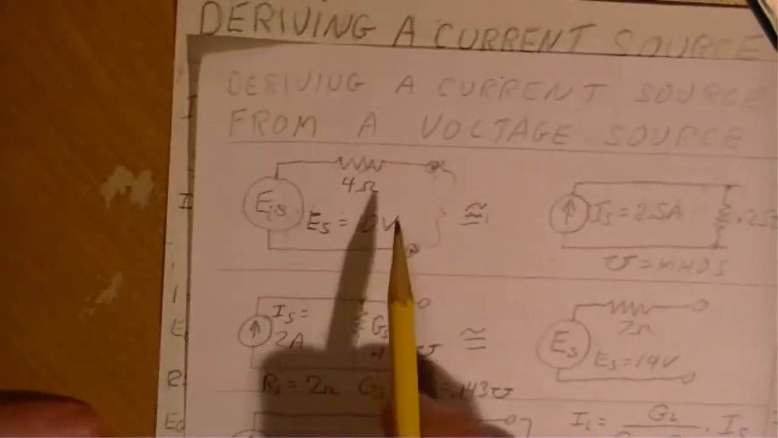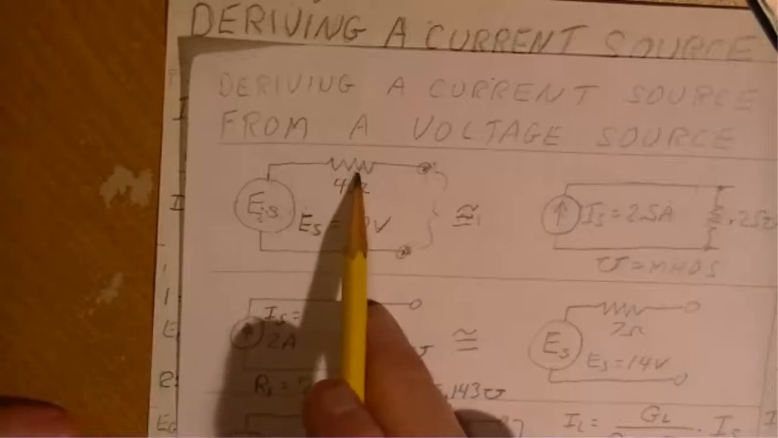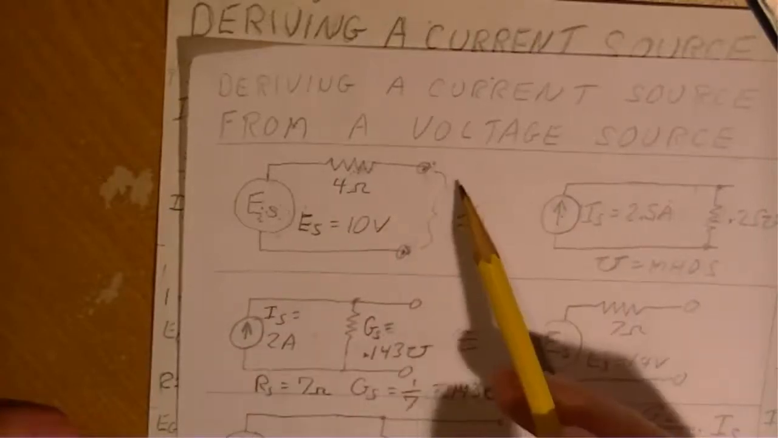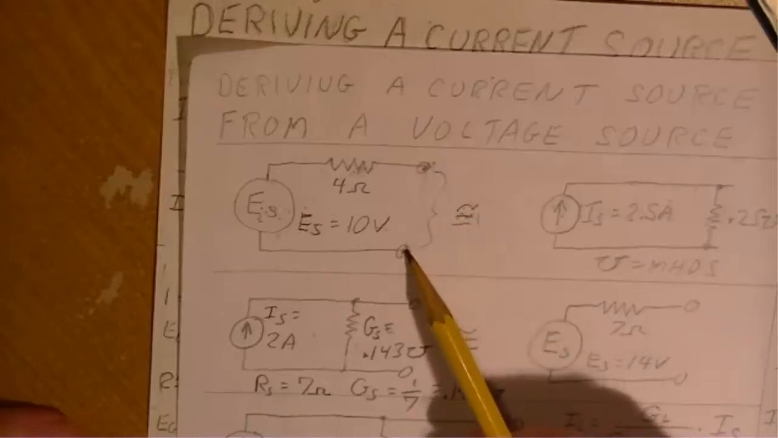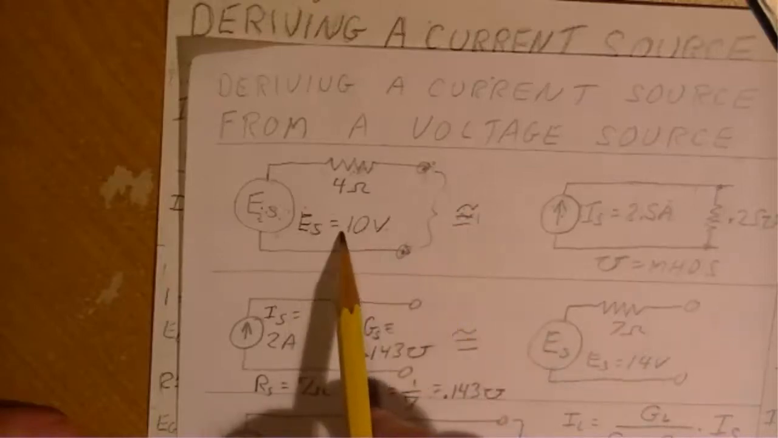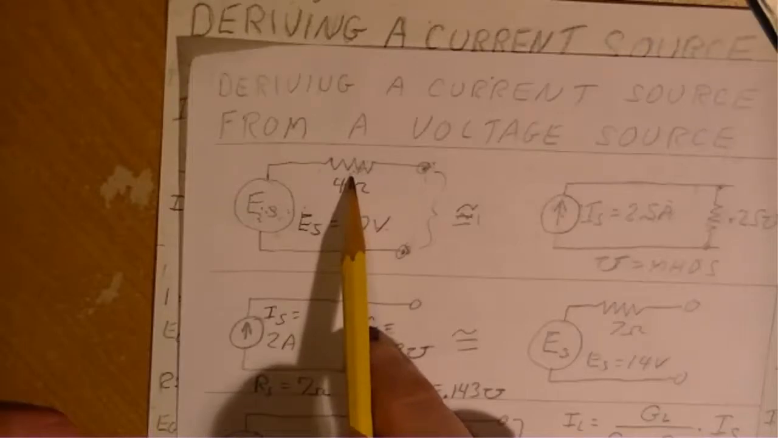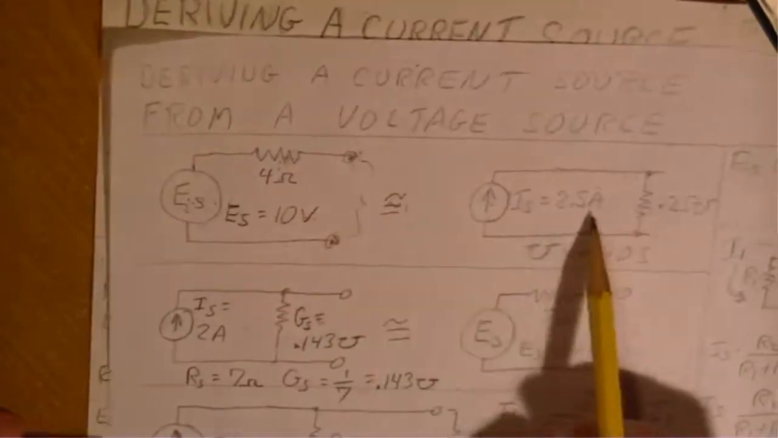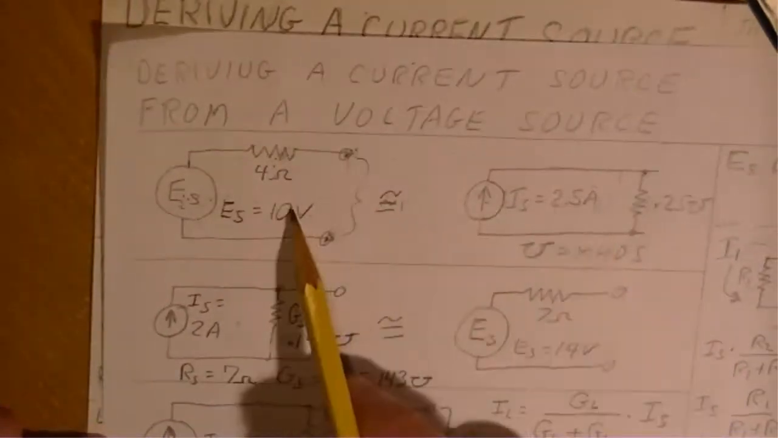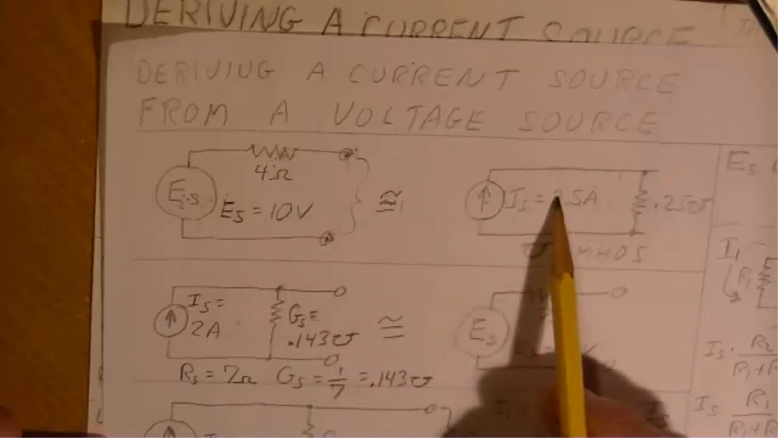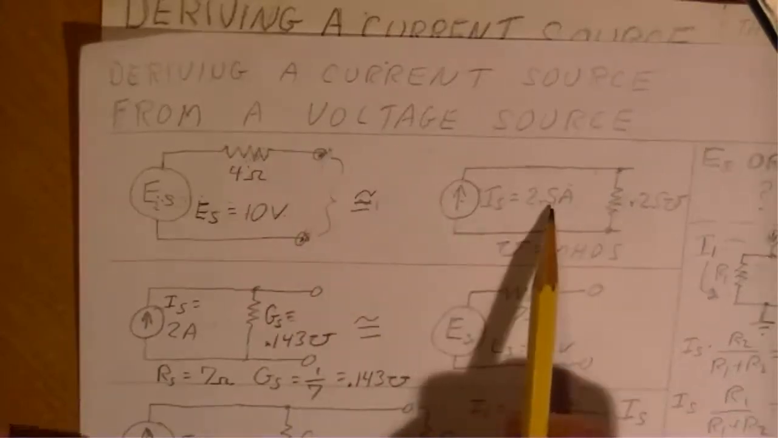In this particular case, the voltage source is 10 volts. It has an internal resistance of 4 ohms. So how do you determine its associated current source? You short circuit this thing out temporarily, and then through Ohm's law, you take 10 volts divided by 4 ohms, and you get 2.5 amps. So here is the duality of the voltage source, i.e. the current source. That's how you arrive at 2.5 amps.